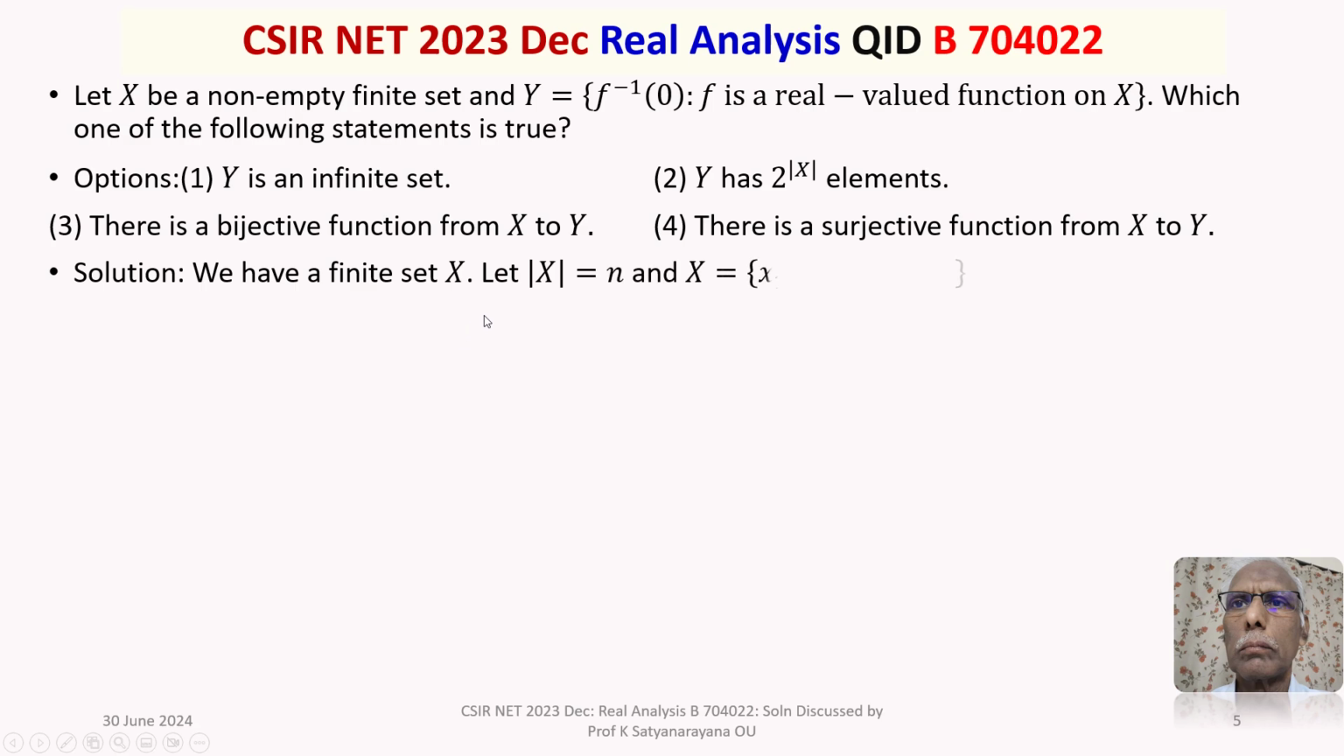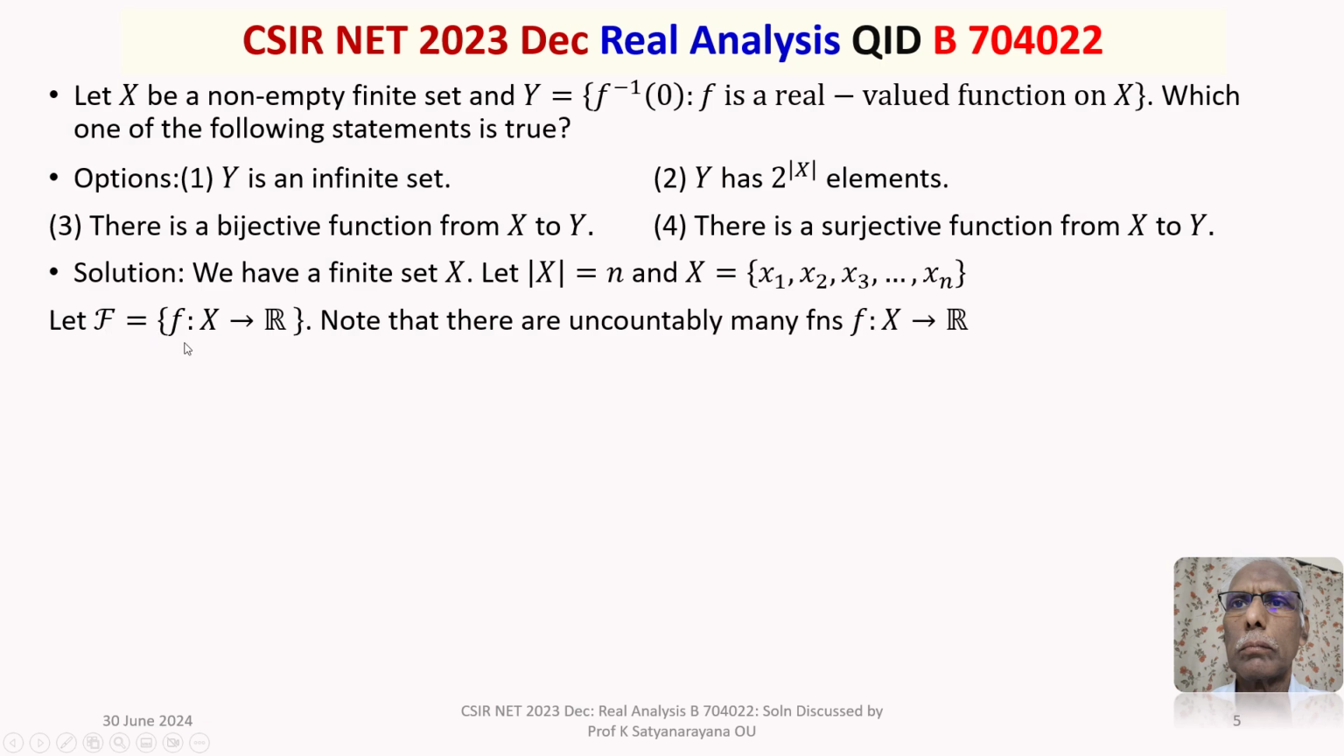We have a finite set capital X. Let the number of elements in capital X be n. Let the elements of capital X be x1, x2, x3, etc., xn. Agreed. Let script F be the set of all real valued functions defined on X. Now the question is, how many real valued functions defined on X will be there?